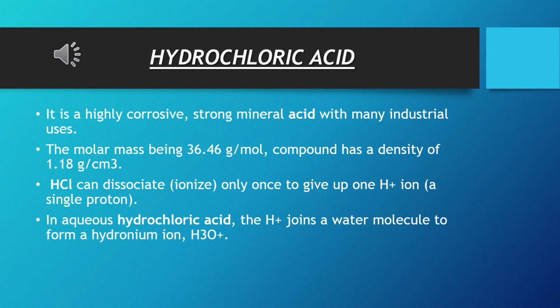Now let's talk about hydrochloric acid. It is a highly corrosive, strong mineral acid with many industrial uses. The molar mass is 36.46 g/mol, and it is a compound with a density of 1.18 grams per cubic centimeter. HCl can dissociate only once, giving up one H+ ion as a single proton. In aqueous hydrochloric acid, the H+ joins a water molecule to form a hydronium ion, H3O+.